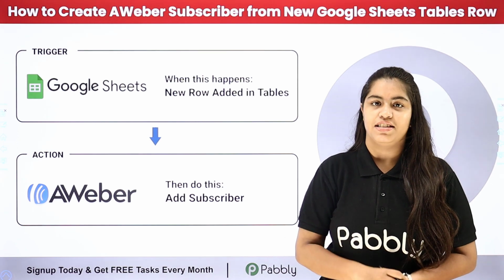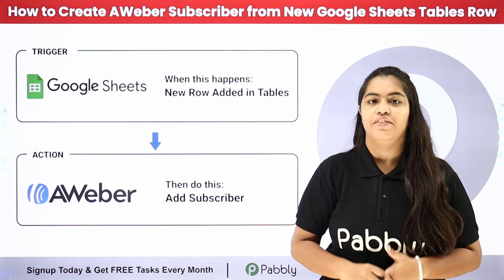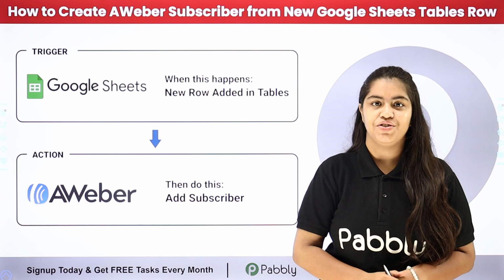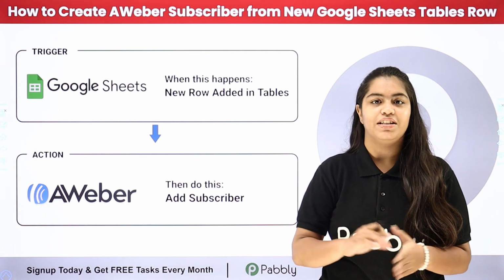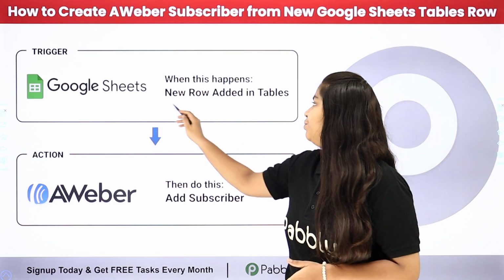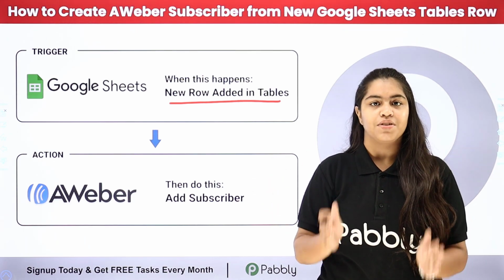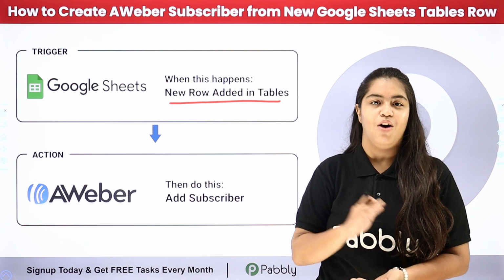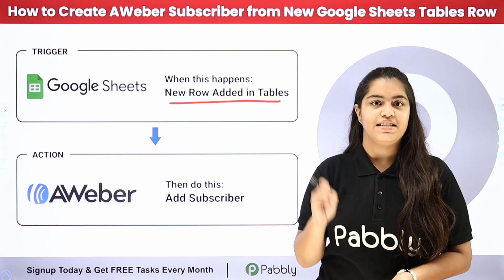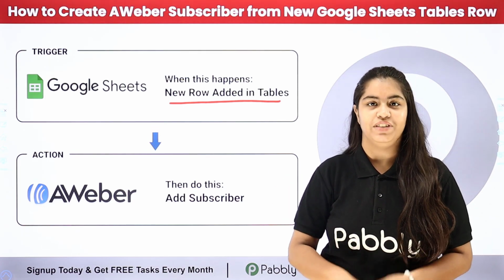I manage the marketing efforts of an edutech company and we track the potential customers' information in our Google Sheets. So I want that as soon as I add the new details in my Google Sheets table, automatically with the help of the same lead details, a new subscriber should be created in my Aweber account too, so that I can create targeted email marketing campaigns for all of these leads.